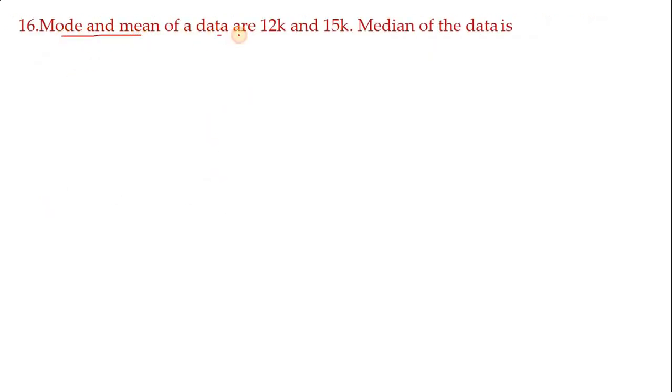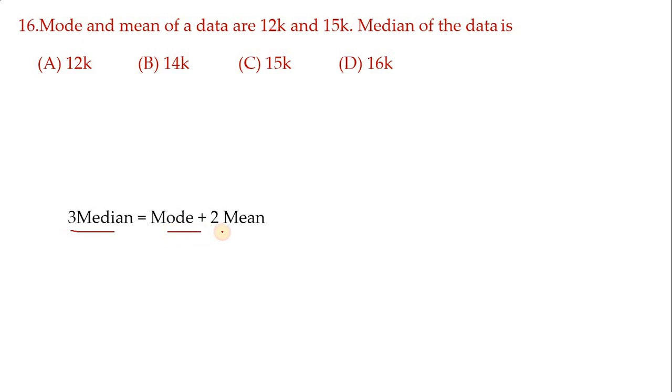Mode and mean of data are 12k and 15k. The median of the data is. See, the mode value is given, 12k, and the mean value is given, 15k. What are they finding? The median. Mode, mean and median, all three measures of central tendency are included in this question. Hence, to find the median you want to use the empirical formula only. You don't have other options. So let me take the empirical formula here: 3 median is equal to mode plus 2 mean. Substitute the values, children. In the place of mode you substitute 12k and in the place of mean you substitute 2 into 15k.